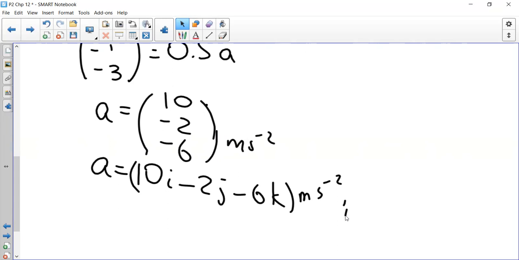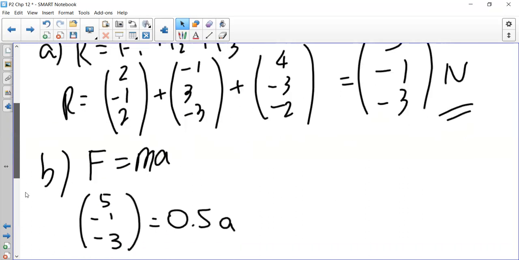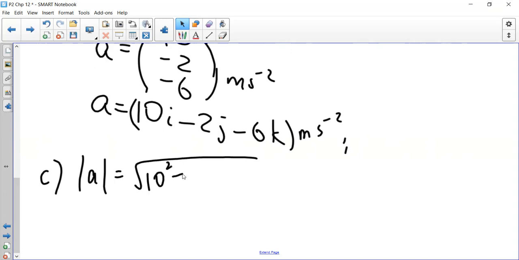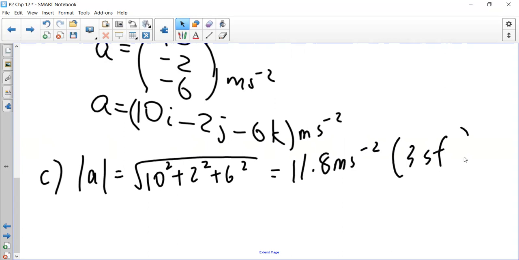Part C, find the magnitude. To find the magnitude, well, that's simple. We square each component, add them up and square root, Pythagoras. So 10 squared plus 2 squared plus 6 squared. I'll just put it in the calculator. 11.8 metres per second squared, to 3 significant figures.